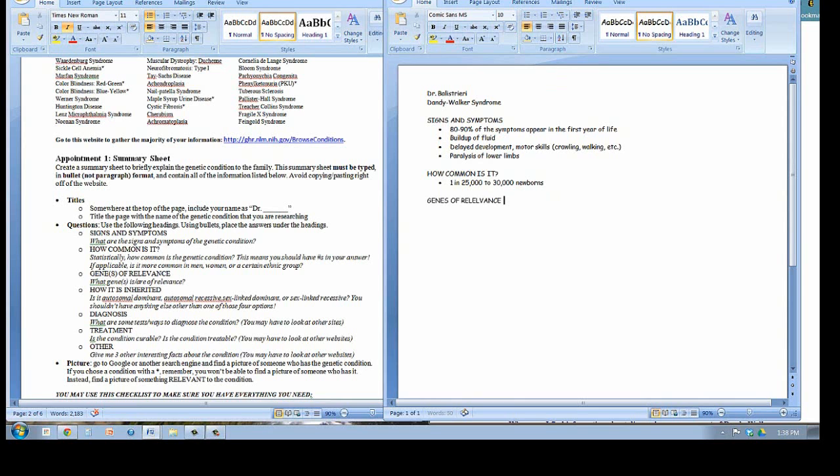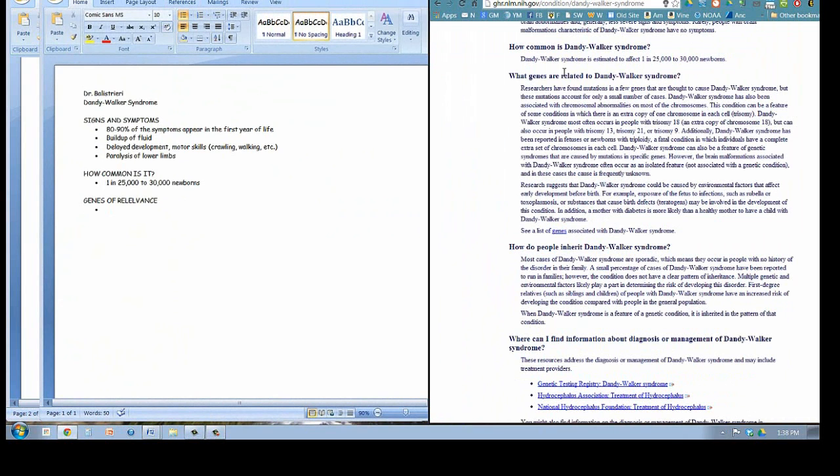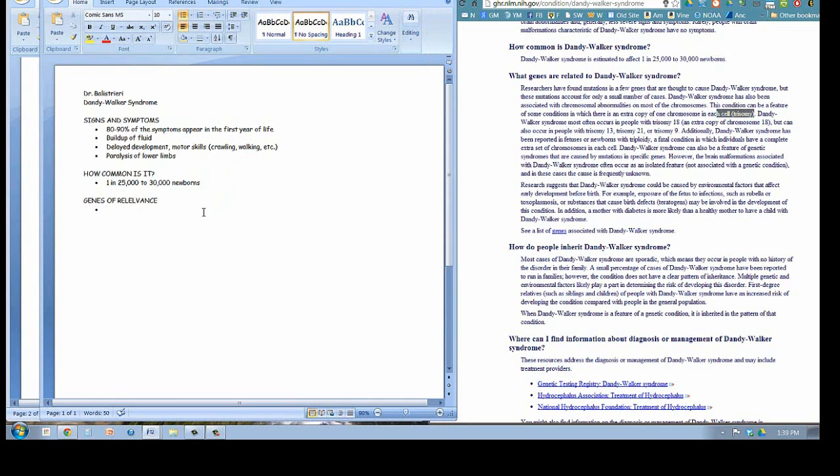Now you may only have one, there might be more than one. Let's see. Gene of relevance. Researchers have found mutations in a few genes, so mine has a couple here. But these mutations account for only a small number of cases. So most of mine here are caused by trisomy, it looks like, where there's 3 chromosomes in a spot. So I don't have a specific gene.